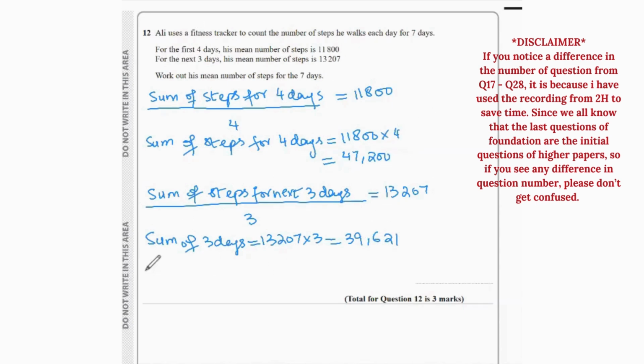So you just add the two sums, 47,200 plus 39,621. The total number of days is going to be 7 now. And that gives us the mean as 12,403. That is the mean number of steps for the 7 days.